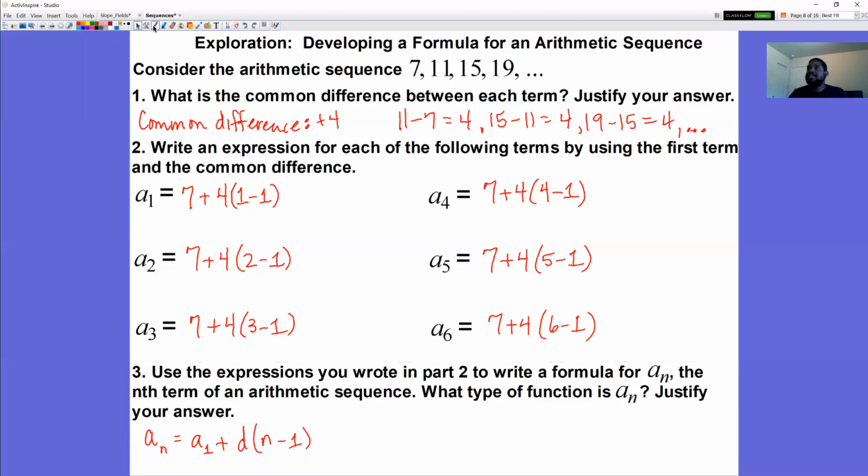And now they want us to describe what type of function a_n is, and they want us to justify our answer. If you really look at this, we're adding the same thing each time. And that behaves the same way as a linear function. Because if you remember, with a linear function, you're always adding or subtracting the same thing, which is considered the constant rate of change. So a_n is a linear function because the common difference is the rate of change.